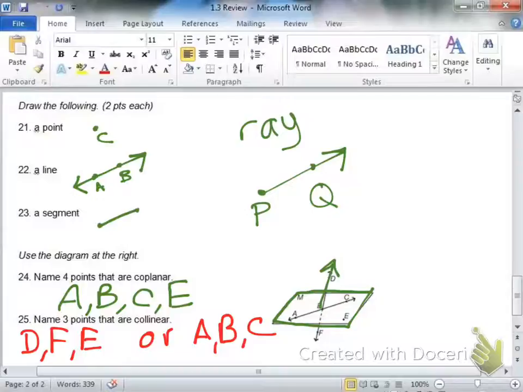So don't just say like, oh, I remember the answer for 25 being A, B, C. The diagram might be different. The question might be different. So don't breeze through this tomorrow and just fill in what you remember because you're going to get some stuff wrong. Questions? Yes, you can keep this. This is just to help you study.